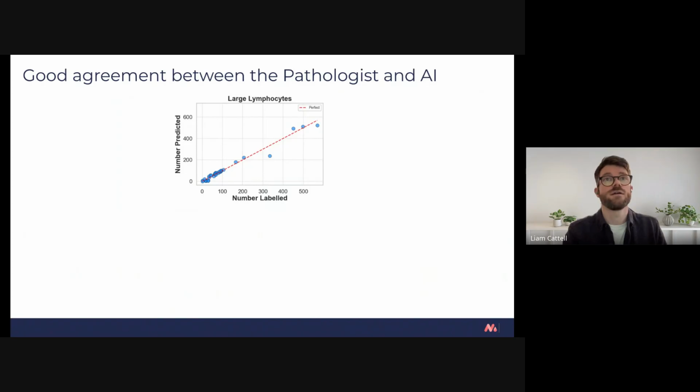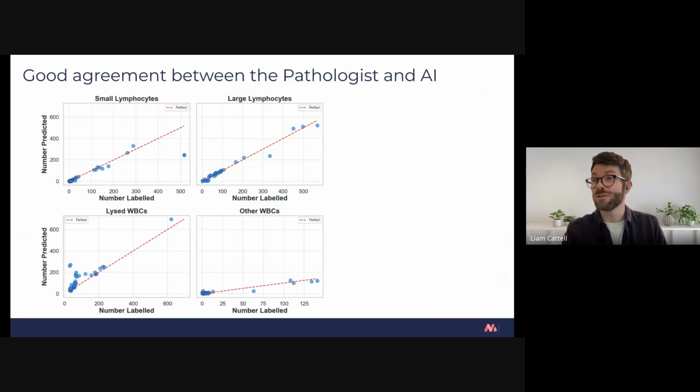If you hit next, we can expand this to the other cell types that we talked about: the small lymphocytes, the lysed white blood cells, and those other white blood cells. And again, the agreement here is pretty good. Those of you with a keen eye might have spotted a couple of outliers in the small lymphocytes and the lysed white blood cells. So we hit next. There we go, highlighting those with the red circle and the cyan circle.